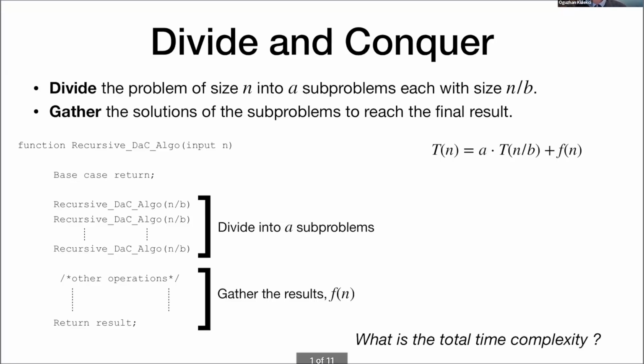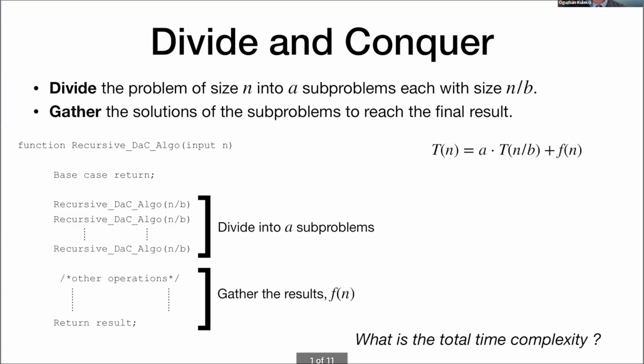Hello everyone. Following our previous lecture on decrease and conquer type algorithms, in this video we will focus on divide and conquer type algorithms. First, it might be a good idea to remember decrease and conquer, because there might be some confusion between decrease and conquer and divide and conquer.